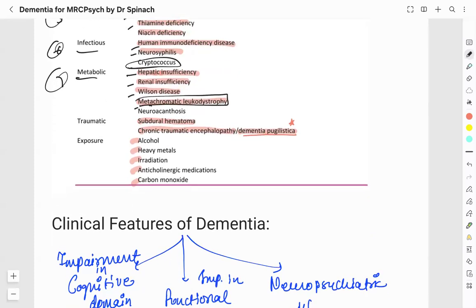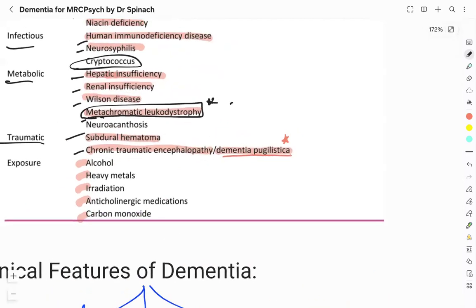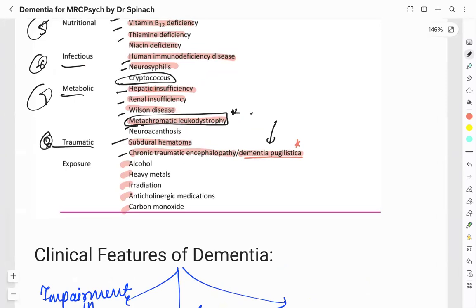Metachromatic leukodystrophy is another one. Traumatic subdural hematoma and chronic traumatic encephalopathy. Okay, yeah. So this was a question I was asked. Dementia pugilistica. Do you remember? Do you know what this is?